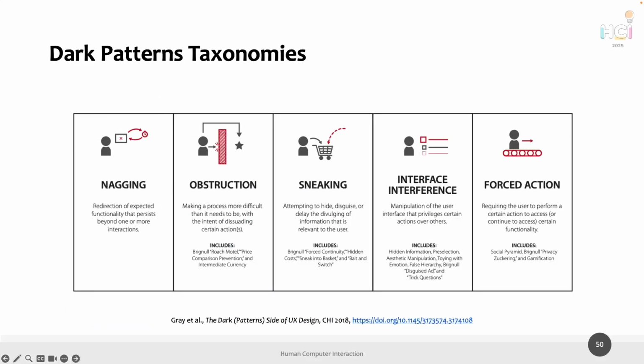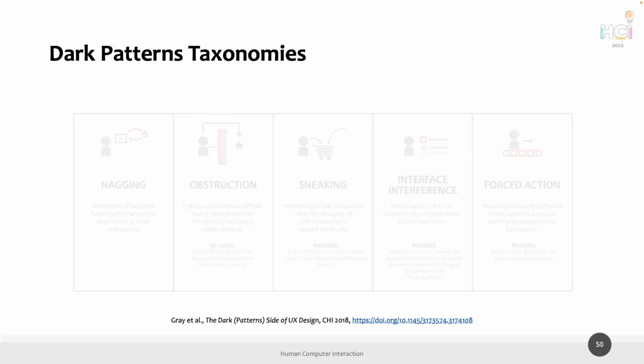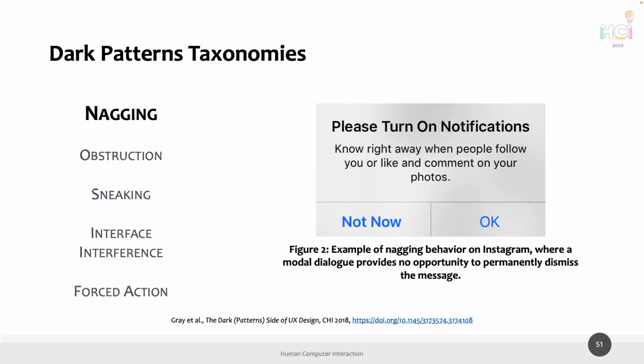And researchers proposed different taxonomies classifying all these different manipulative practices. And here is, for example, probably the most famous one by Gray et al. You can also read the paper if you want. Here the authors divided the dark patterns into 5 main categories. And the first one is nagging, which is a repeated intrusion of the system during normal interaction.